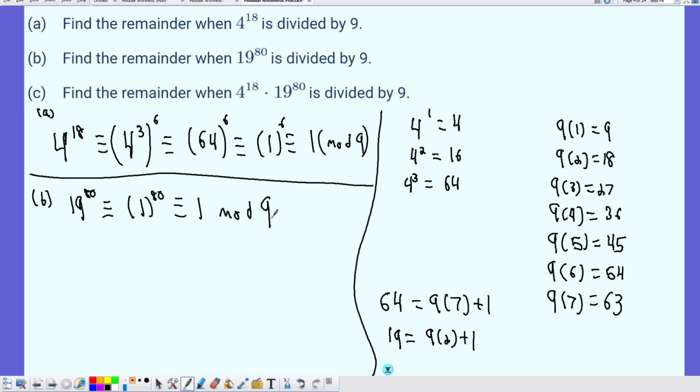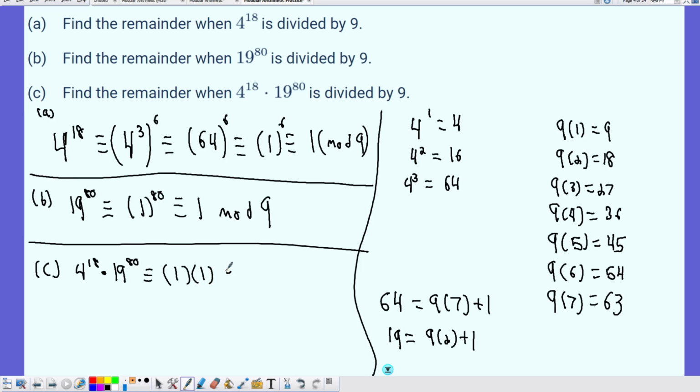Okay. And we can multiply these together. Finally, for part C, we want to find the remainder of 4 to the 18th times 19 to the 80th, which would just be the same as 1 times 1, which is just equivalent to 1 mod 9, thus giving us our answer.